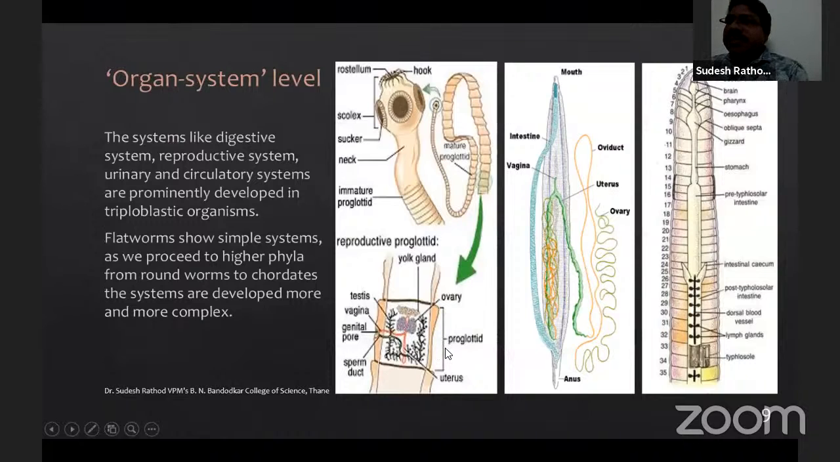Now, organ system level. Just now we said an organ has developed. First of all, tissue developed, then organ developed. Now, organ system level organization. What is this? Many organs together form a system. Let me talk about the digestive system. You know that it starts with the mouth, then teeth, tongue, pharynx, esophagus, stomach, then the intestine divided into ileum, colon, and rectum. This is one of our systems, the digestive system.